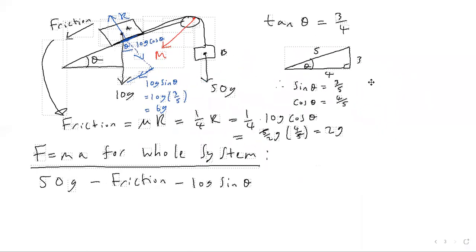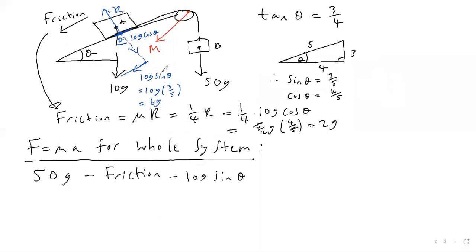I'm just going to move this up. So what we get is 50g, take away friction, which is 2g, and then take away this 10g sine theta, which was 6g. So our resultant force, our driving force take away our resisting forces, is going to be 50 take away 2 take away 6, which is going to be 42g.